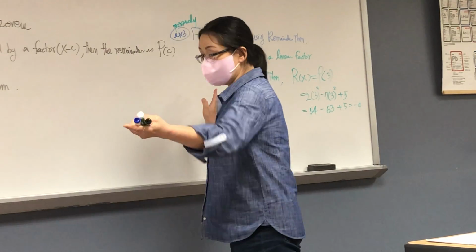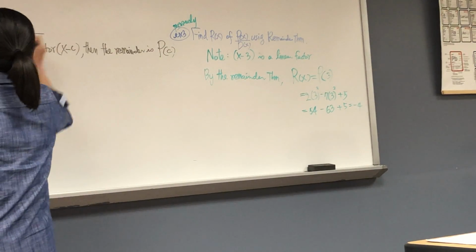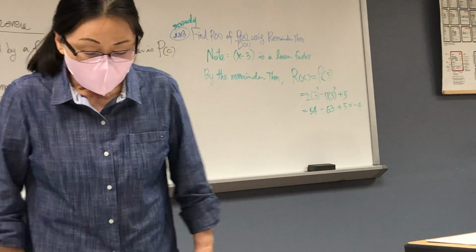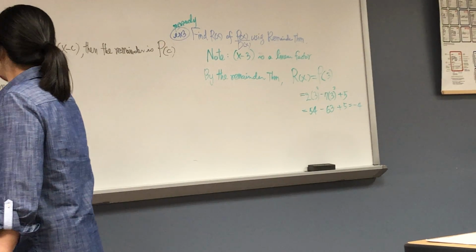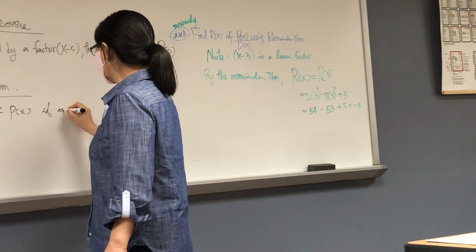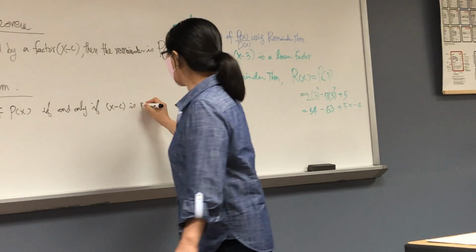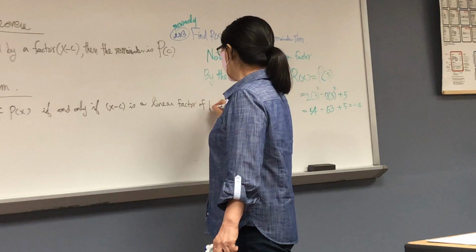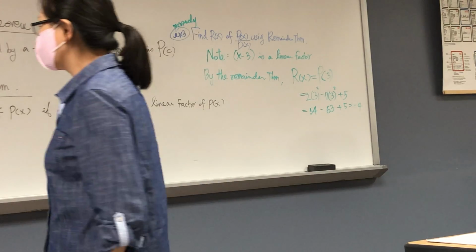So maybe I will ask you using 259 later. What is the factor theorem? I'm going to copy. Go back to 252. Factor theorem: if c is a zero of P of x, if and only if x minus c is a linear factor. Yes? Okay, good.